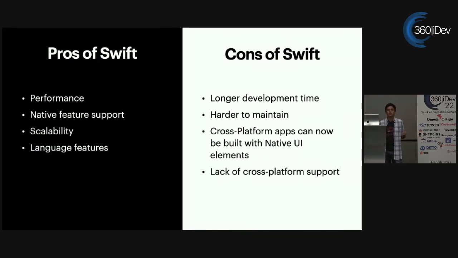There's an increase in the development time. They're harder to maintain with Swift than it is with the cross-platform services because a change that you make to your iOS app is not going to sync over to your Android app, and you have to deal with that yourself. Again, developers are lazy. We don't want to do that. That's a pretty big con.